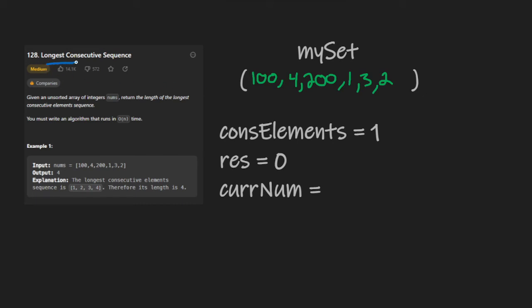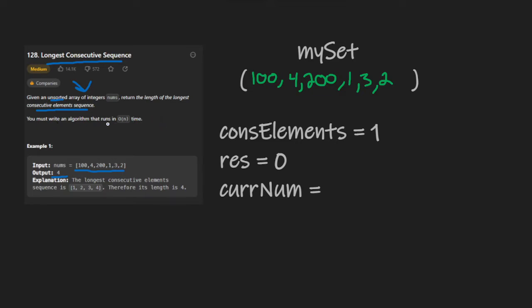Today we're looking at the longest consecutive sequence problem. In this problem, we're given an unsorted input array of integers, and we want to return the length of the longest consecutive element sequence. In the example here, we can see that the longest consecutive sequence is 1, 2, 3, 4, which is a length of 4, so that's what we return.